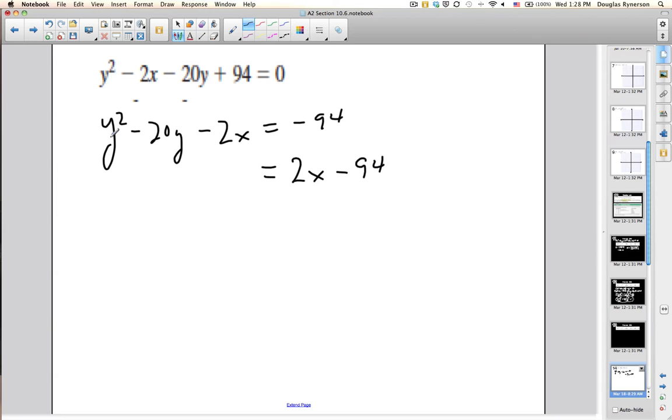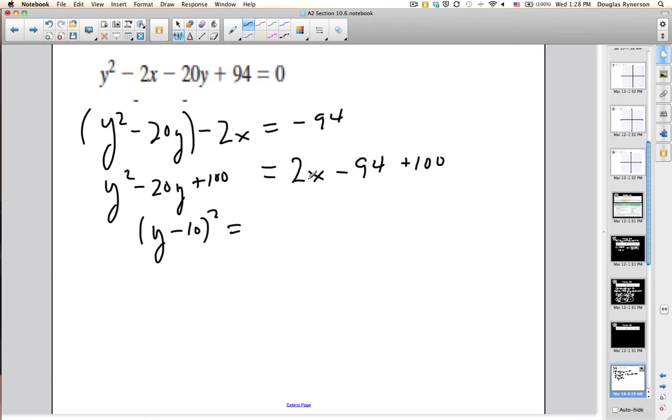So if I have y minus 20, I'm going to take 20, divide it by 2, that's 10, and then square it, that's 100. So here I'll have y² - 20y + 100, and over here I have plus 100. This is (y - 10)², and this is 2x minus 94 plus 100, which is plus 6.